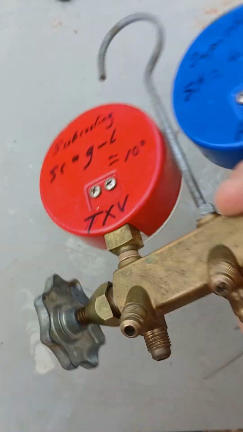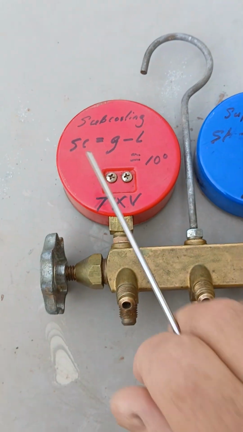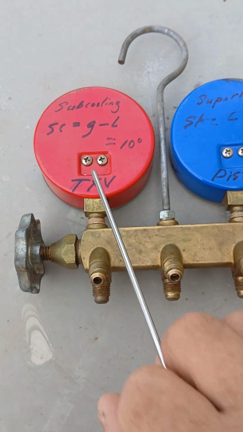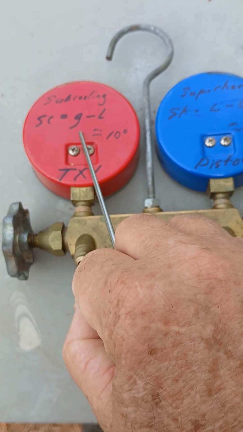But simply, the formula to calculate subcooling is subcooling equals gauge minus line temperature. Again, subcooling equals gauge minus line temperature.